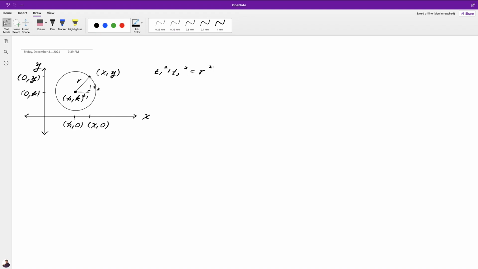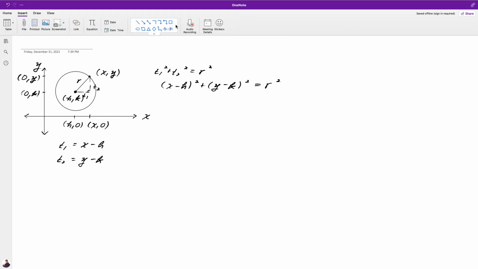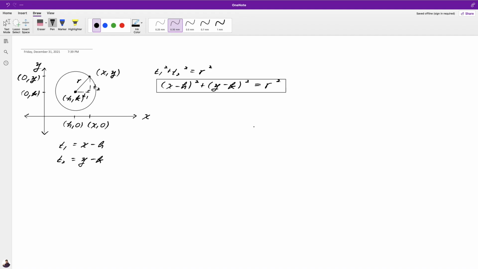Okay. Well, but what is t1? t1 is simply going to be x minus h, right? t2 is simply going to be y minus k. Okay. Well, that means we have x minus h quantity squared plus the quantity y minus k all squared equals r squared. It doesn't get any simpler than that. Easiest conic section to derive.